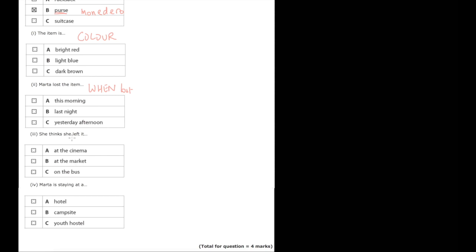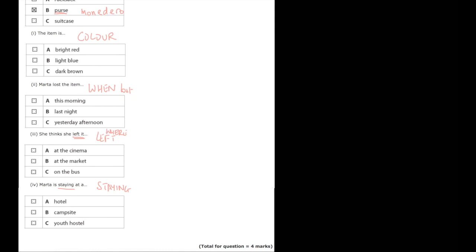She thinks she left it at the cinema, at the market, or on the bus. Okay, I might highlight or underline "left it", or I might just write "left", or "where left". And then Marta is staying at a hotel, campsite, or youth hostel. Again, I might highlight or underline "staying". Now these words are going to make me quicker when I'm listening for the right information.